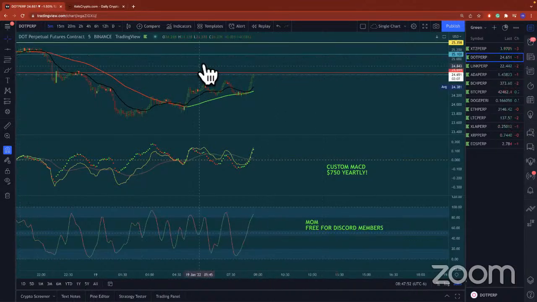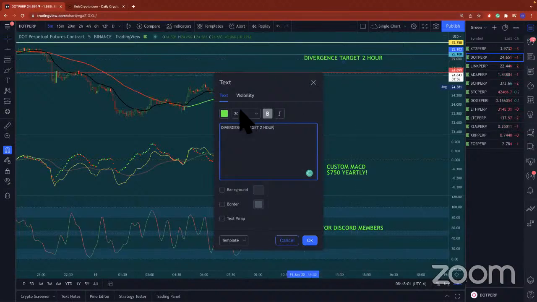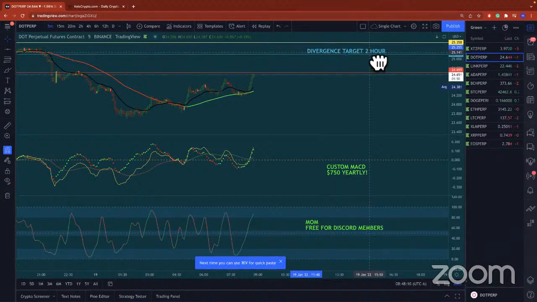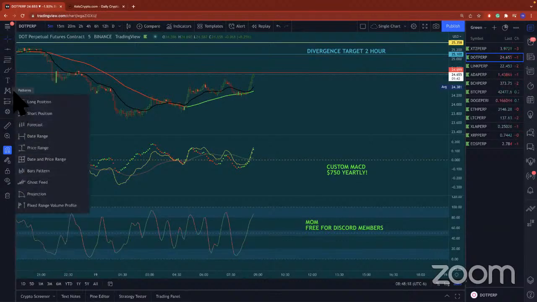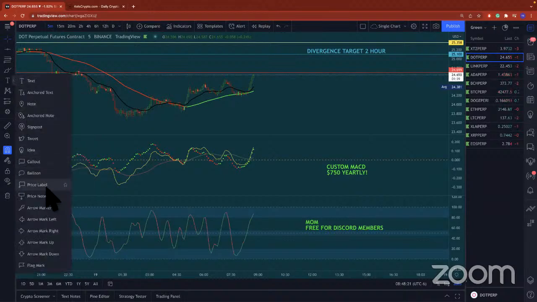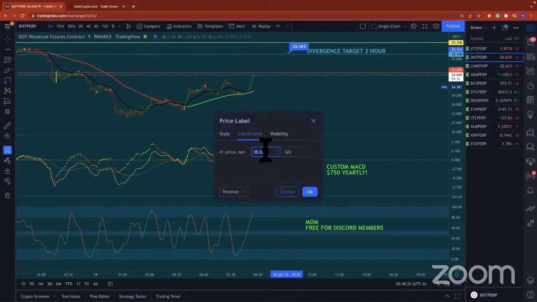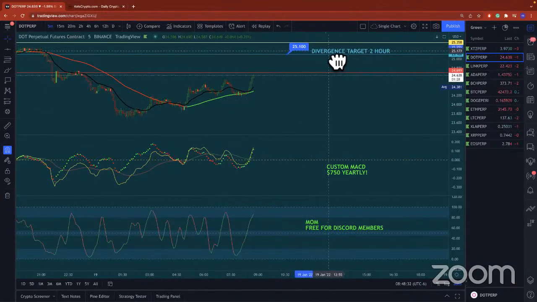This is our, let's mark that. This is our divergence target on the 2-hour. Let's change it to the color so we can match the color. All right, so this is our divergence target, and that is 2510. Let's go ahead and mark that too. So we have our whole chart marked up, and we know what we're doing. Let's see, price label. We know that that's 2510. So go ahead and change that. There we go. All right, let's move this over.